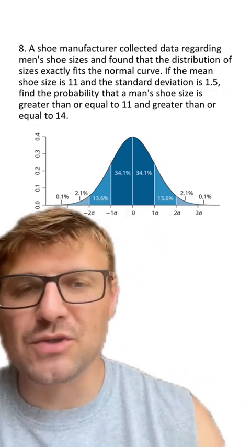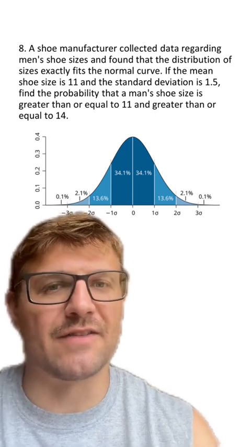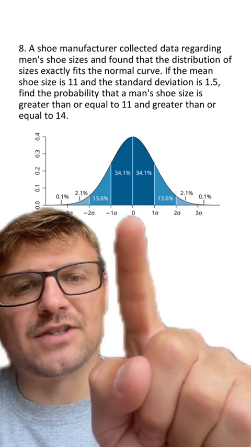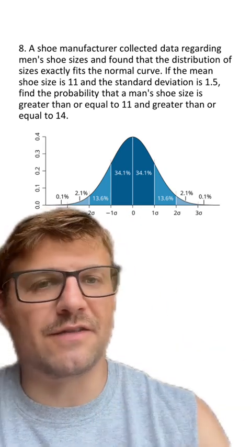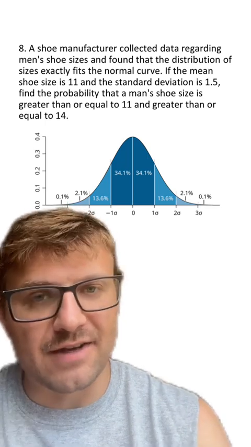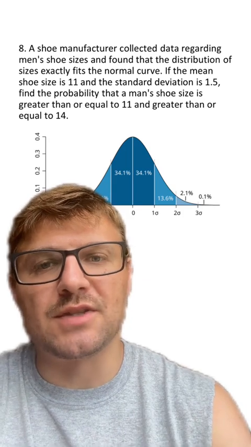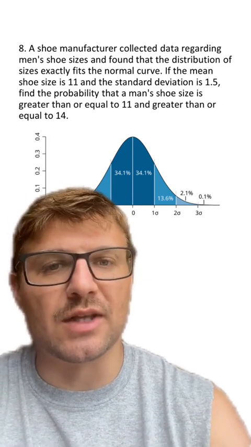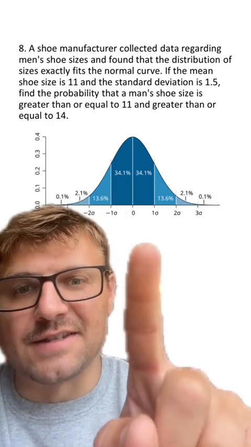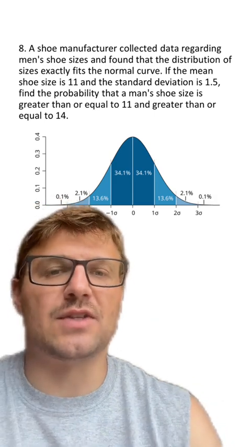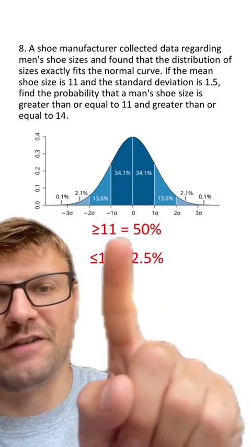So again, men's shoe size has an average shoe size of 11. That's going to go here in the middle. Each standard deviation is 1.5, so we add and subtract 1 standard deviation, or 1.5, to that 11. So the first part of this question is actually kind of easy. It says, what's the probability a man's shoe size is greater than or equal to 11? That's pretty easy since 11 is here in the middle. That means 50% of males are going to have a shoe size larger than 11. So again, 50% right here.